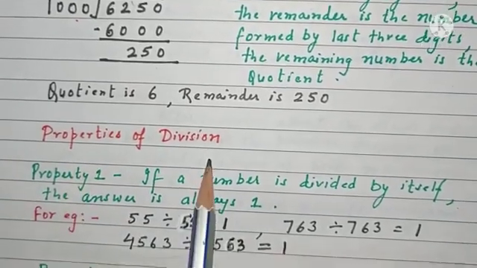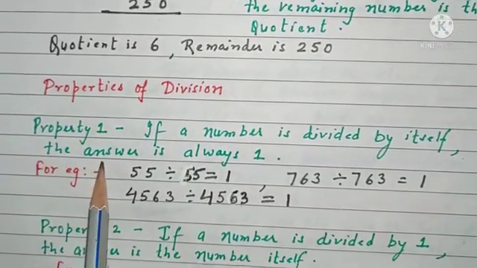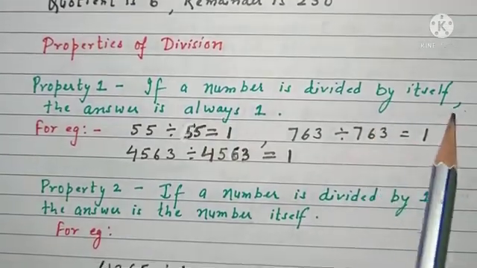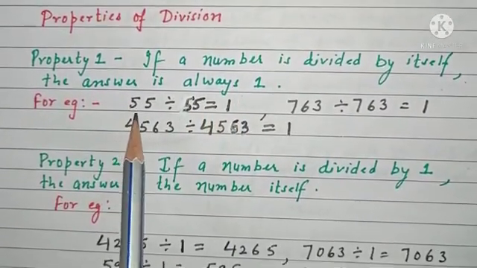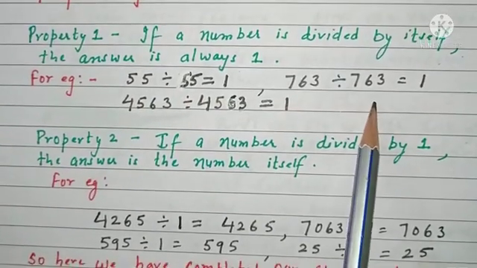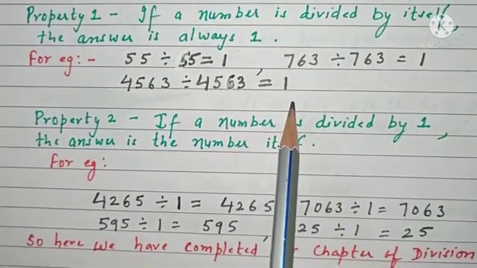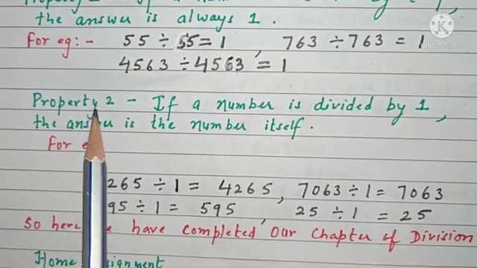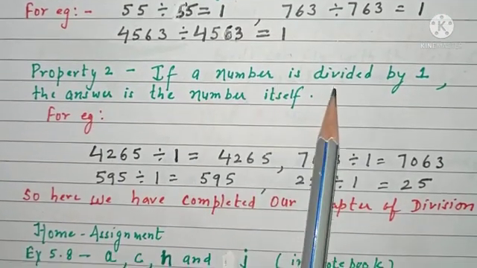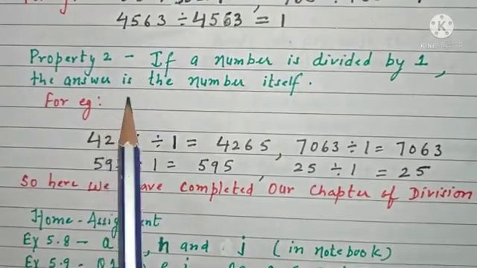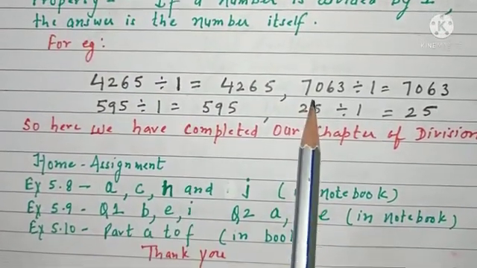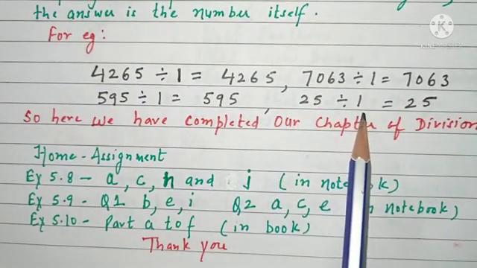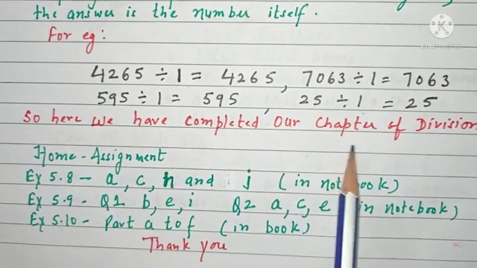Now the properties of division. The first property of division says if a number is divided by itself, the answer is always 1. That is, when we are dividing two same numbers, the answer of the division comes out to be 1. And the second property says, if a number is divided by 1, the answer is the number itself. Any number, when it is divided by 1, the answer is the same number. That is, the dividend is the answer. So here, we have completed our chapter of division.